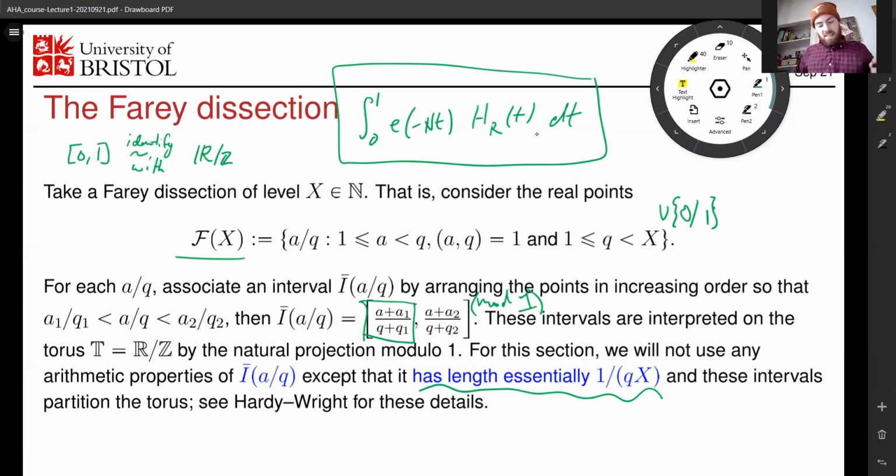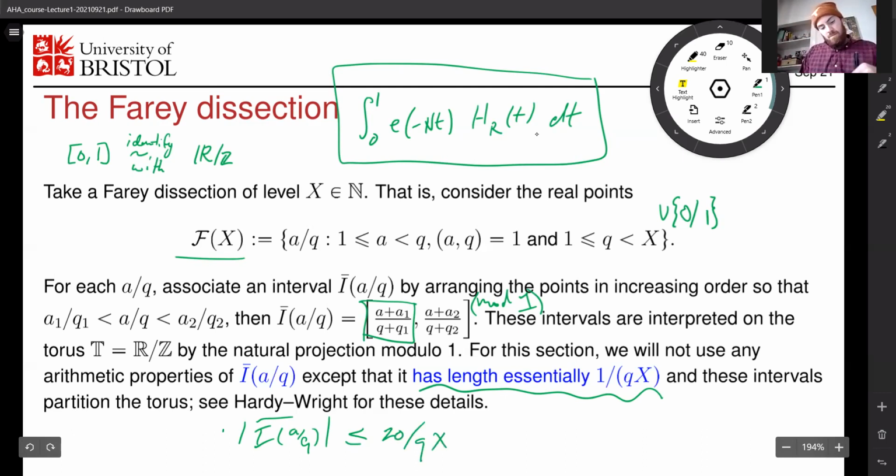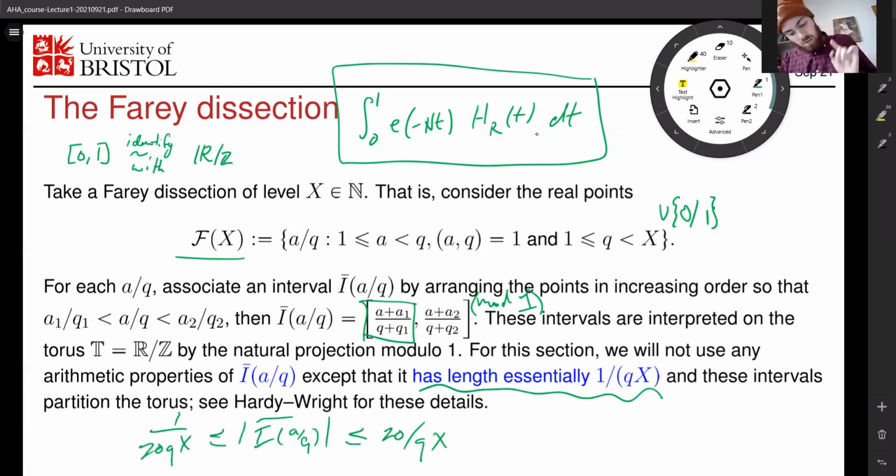And when I say has length essentially this size, I mean the length of the arc around a over q is less than or equal to 20 over qx and greater than or equal to 1 over 20qx. I think you can actually make those 2s instead of 20s, but just to be safe, let's take them to be 20s.